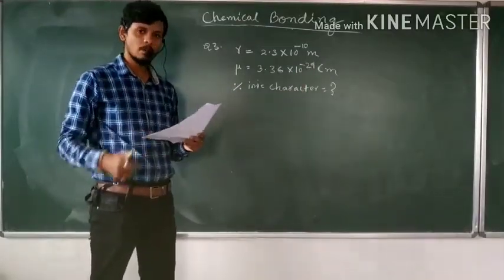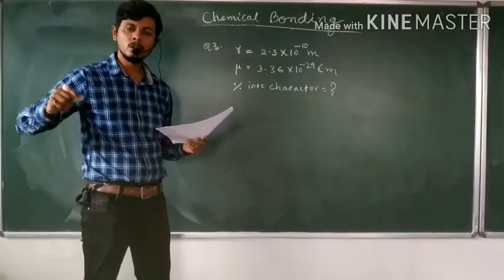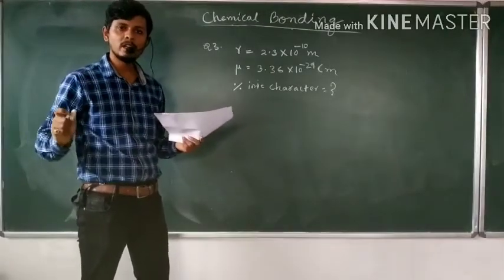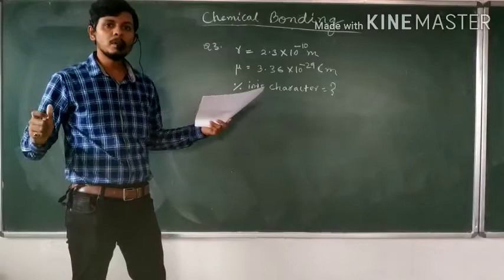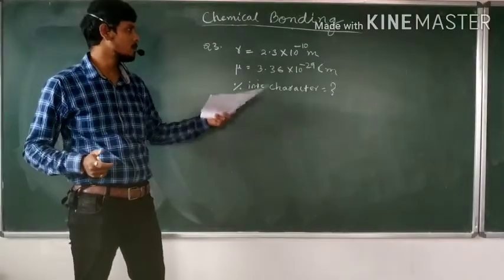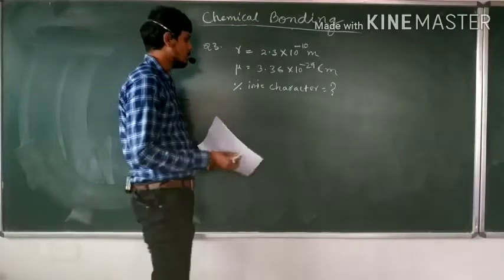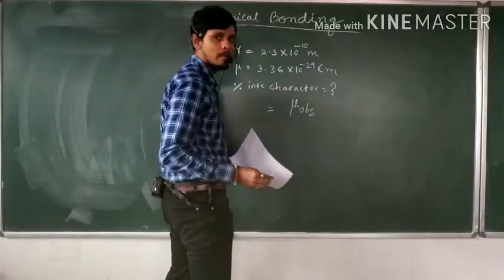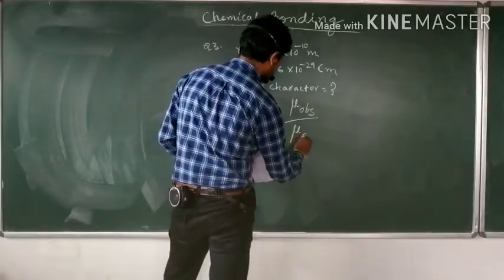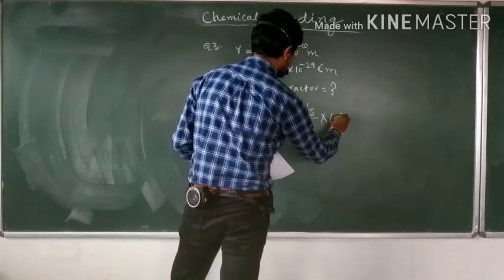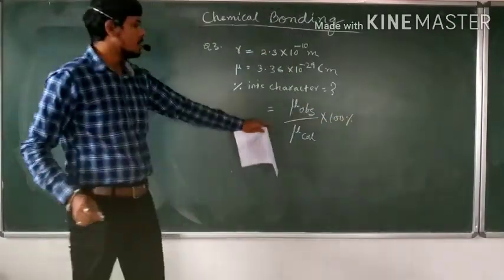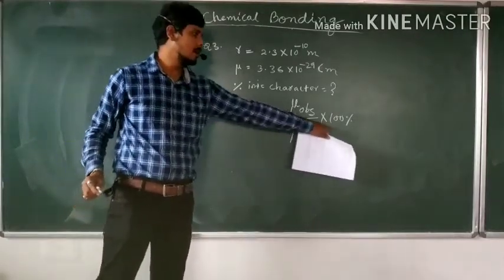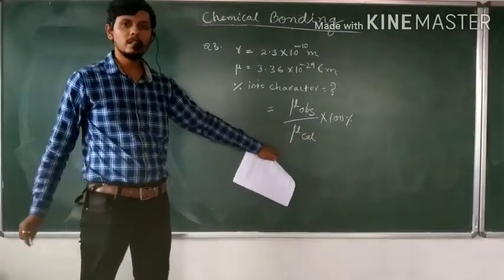We already know that there exists no ionic compound that is 100% ionic. There exists some sort of covalent character in ionic molecules. So, what is the percentage ionic character of this molecule? How can we calculate it from these terms? Percentage ionic character is defined as observed dipole moment by calculated dipole moment into 100%.